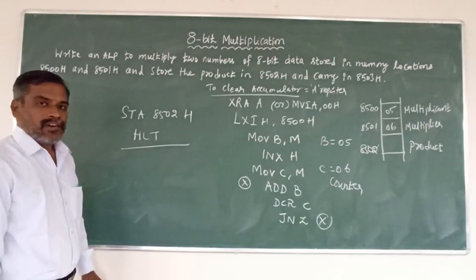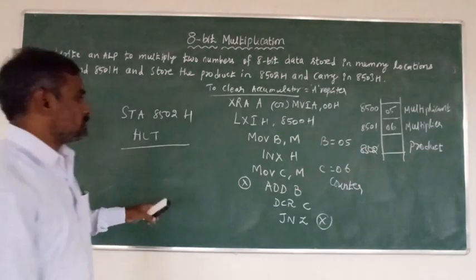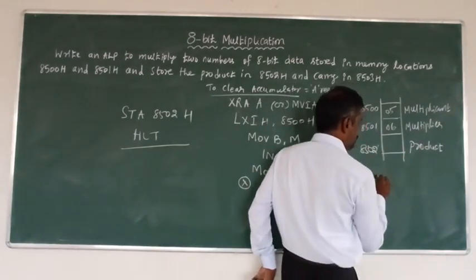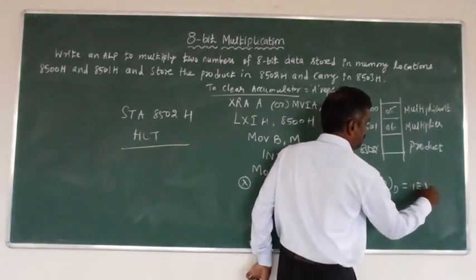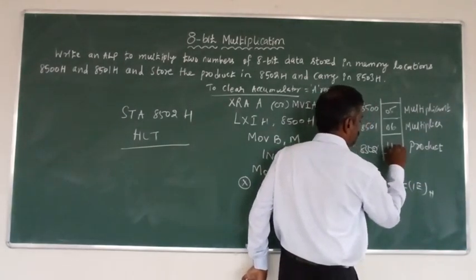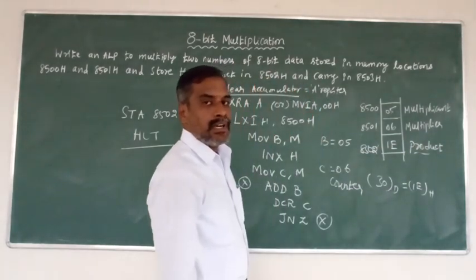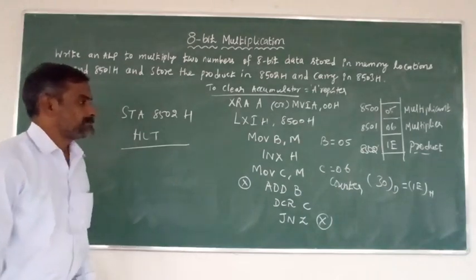Any doubt? Now 05 into 06. To multiply these two, the result is 30 in decimal and the corresponding hexadecimal value is 1E. Now to store 1EH, this is the result.